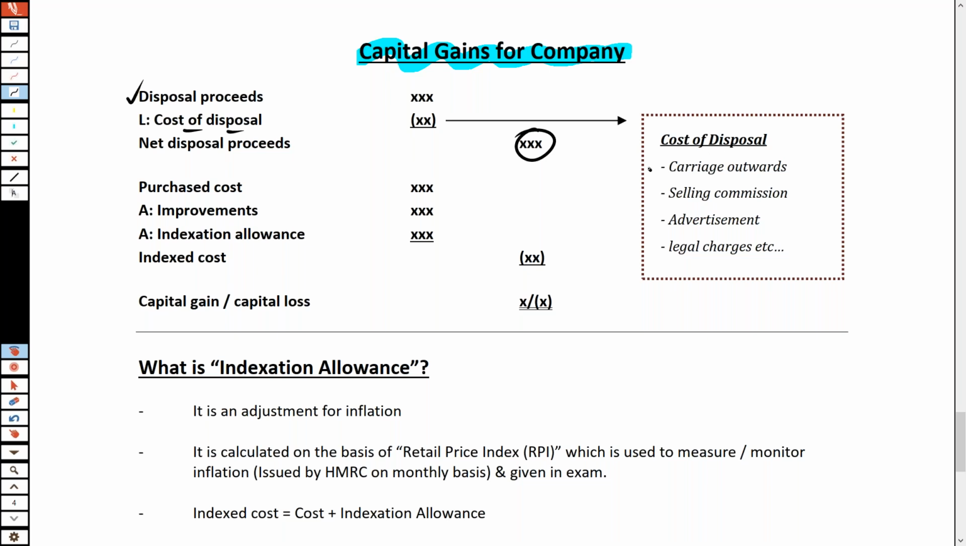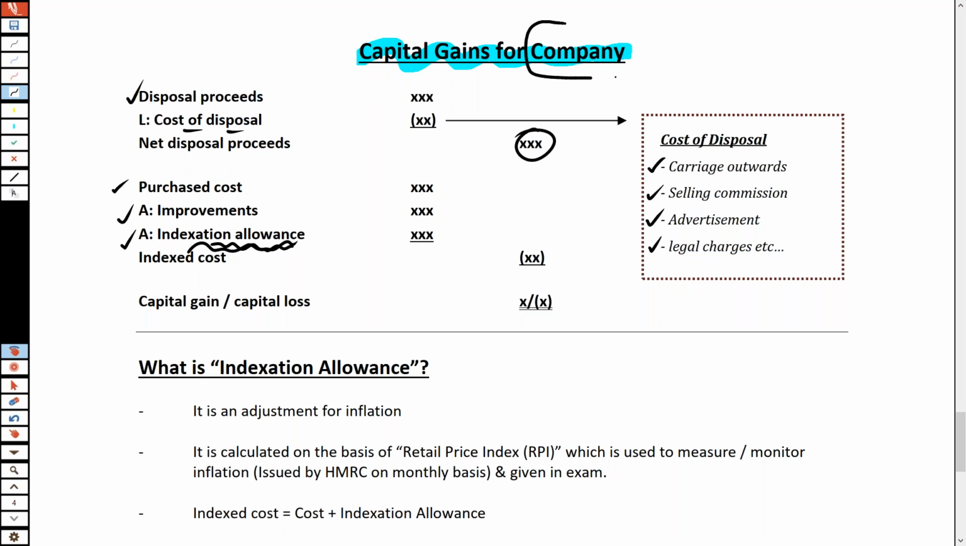Cost of disposal could be any of these, like carriage outward, selling commission. The seller is also doing advertisement and bearing advertisement expense, and any legal charges, etc., for selling that asset. All these can be considered as cost of disposal. So from disposal proceeds, we deduct cost of disposal, and net disposal proceeds are calculated. Now, take the purchase cost, add the improvement, and add any indexation allowance.